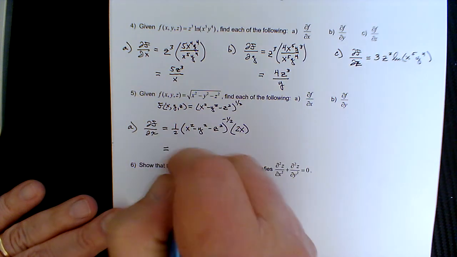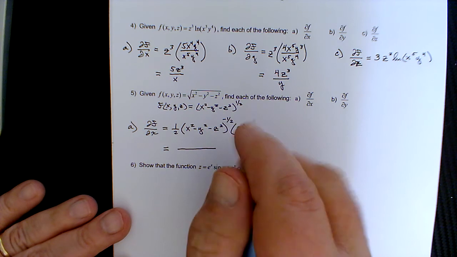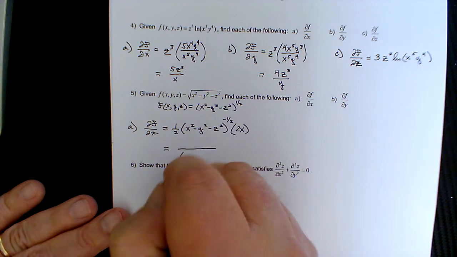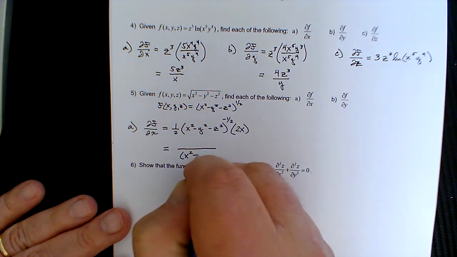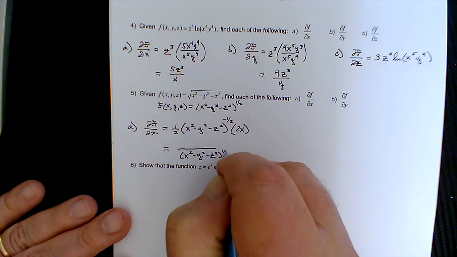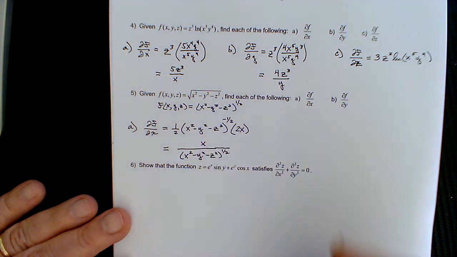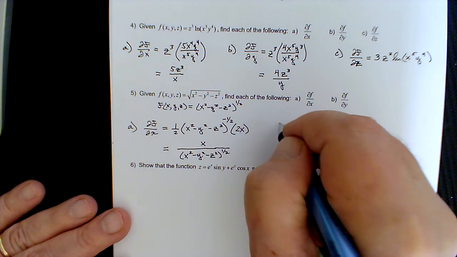Then, making this look a little better, let's cancel the 2's, and we can bring this quantity, x squared minus y squared minus z squared, to the denominator, now to the positive 1/2, and then we're just left with an x in the numerator.